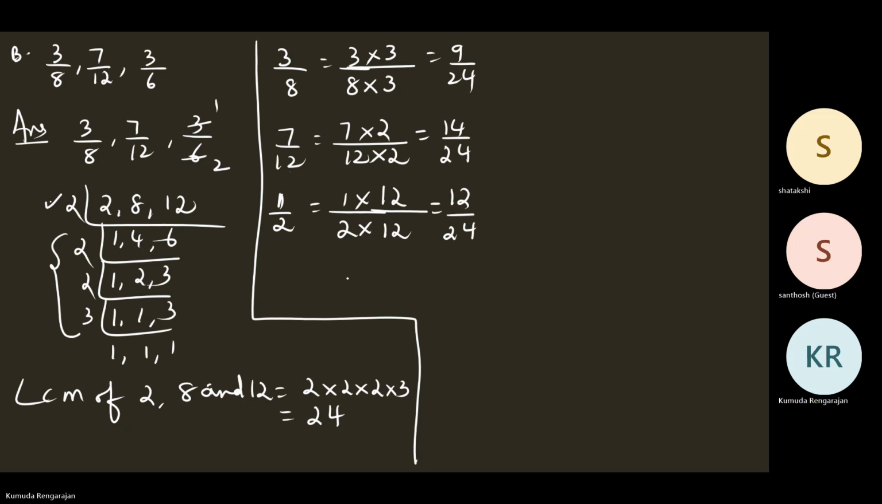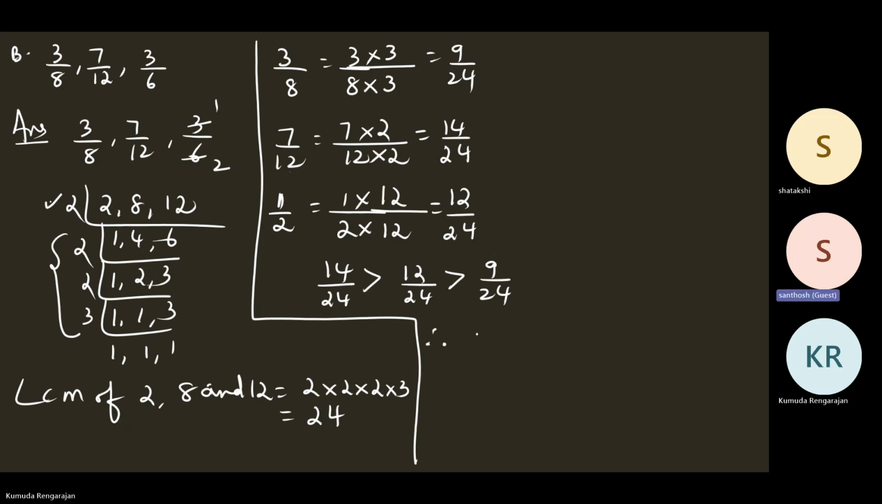Now compare. What do you see? 14 by 24 is greater than 12 by 24. 12 by 24 is greater than 9 by 24. So which is the greatest therefore? 14 by 24. That corresponds to which fraction?